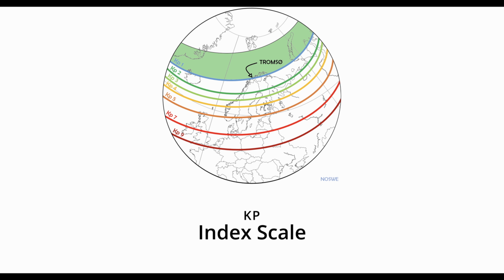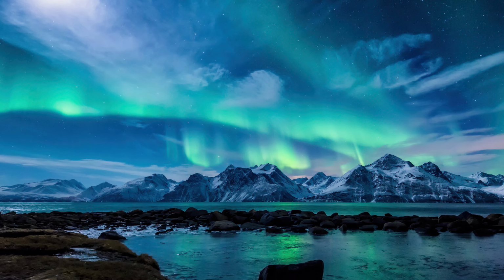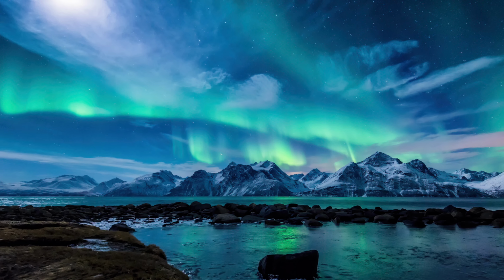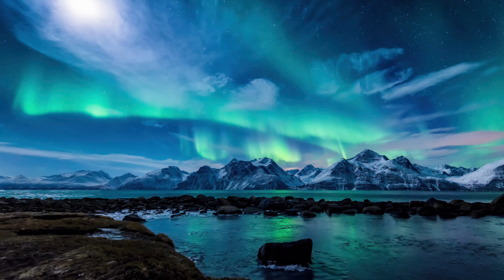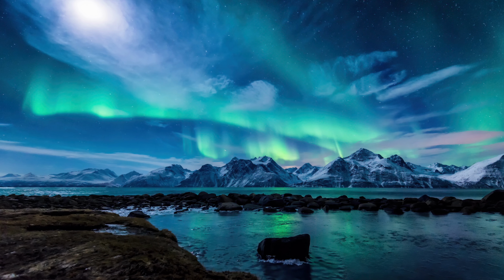KP index 0, 1 and 2 basically covers northern Norway, Iceland, northern Sweden and northern Finland. As you can see from this illustration, the higher the KP index number is, the further south you are expected to be able to see the Northern Lights. The beauty of chasing the Northern Lights up north is that it doesn't require much activity level to be able to see them.